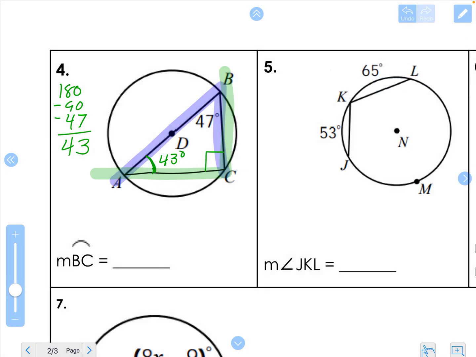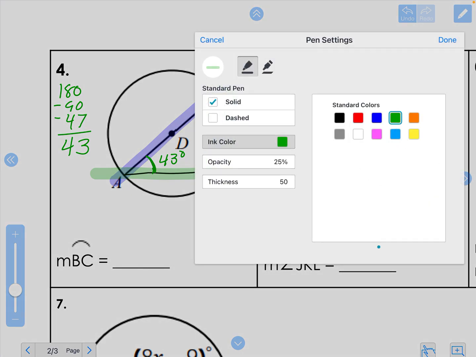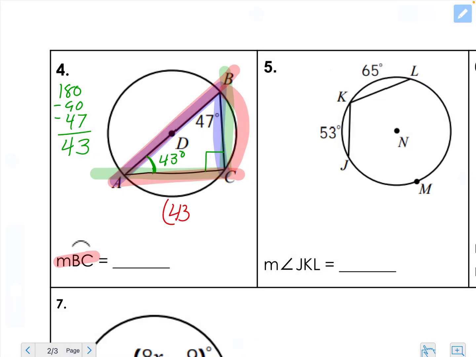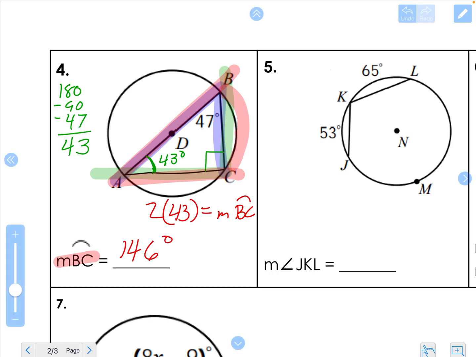And now that's going to let me solve the second half of this problem, which is we want to know the measure of arc BC. I've got an inscribed angle, BAC, which I know is half of arc BC. So I'm going to take my angle of 43 degrees and multiply it by 2 to find the measure of arc BC. So 43 times 2 should be 86 degrees.